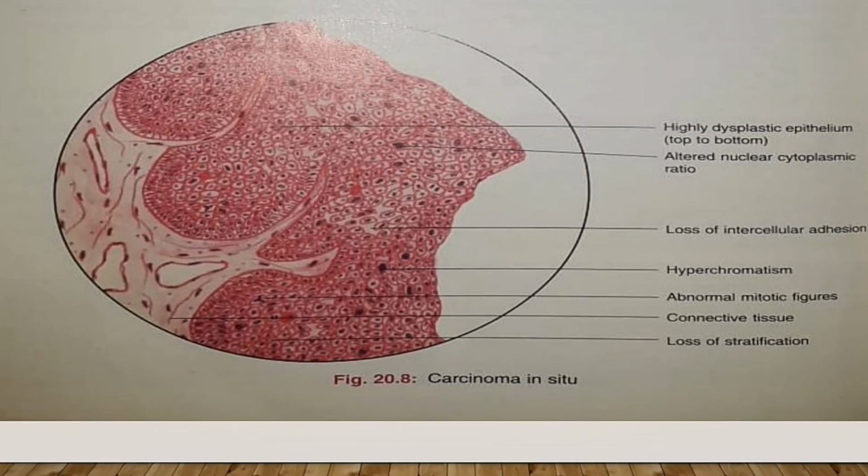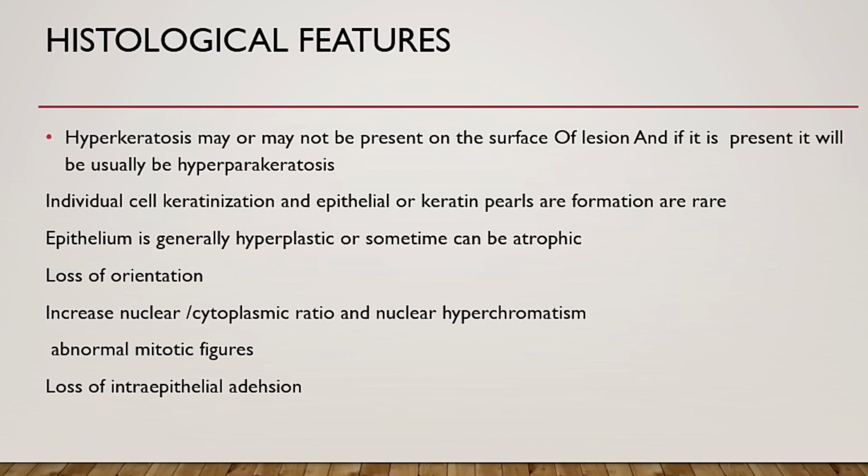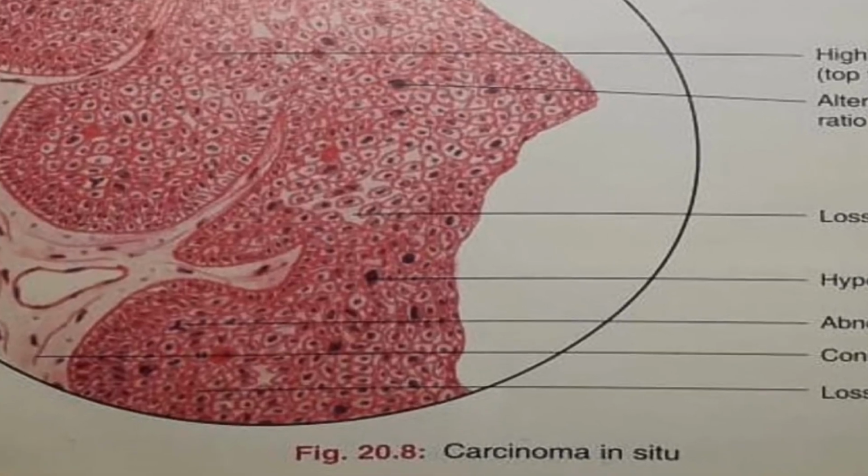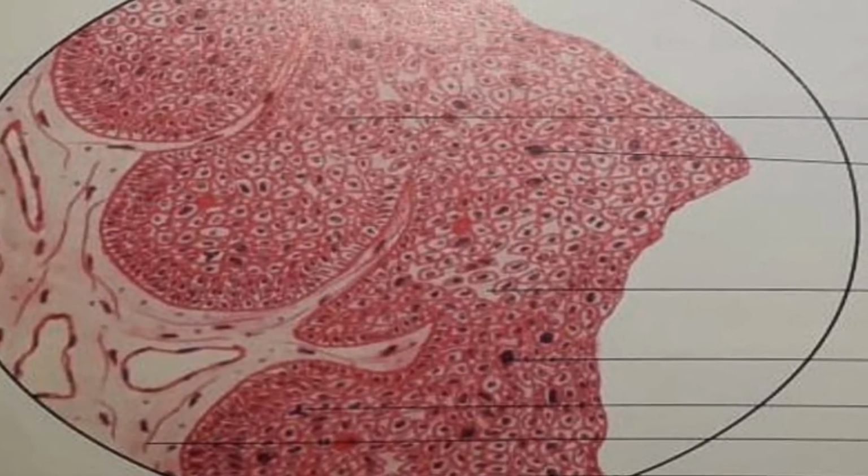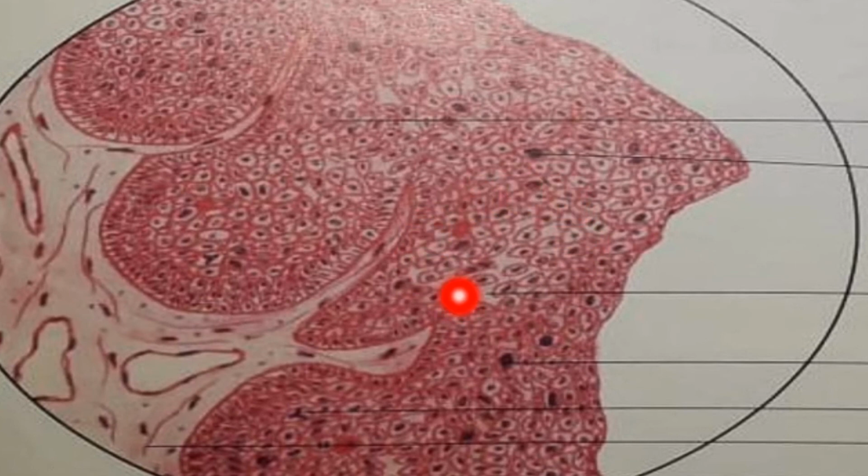Also there is nuclear hyperchromatism, so the chromatin is increased and becomes more dark, as in some cells the nuclei become hyperchromatic. Also there are abnormal mitotic figures, so the mitotic activity of the cells is increased. And also there is a loss of intraepithelial adhesion. You can see in the picture there are gaps between the cells, as in here. Normally they are tightly packed, but in carcinoma in situ the adhesion is lost and they become loose and start to move apart from each other.